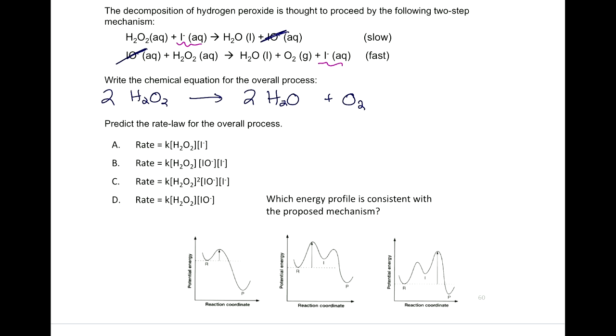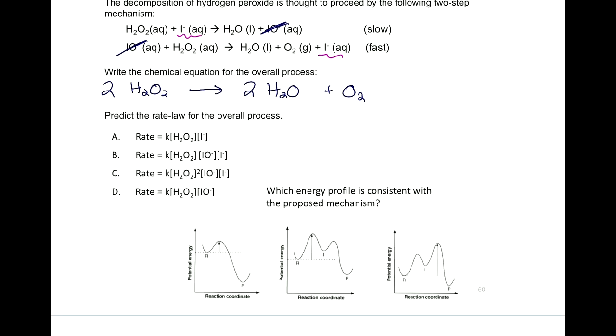So what's an intermediate in this reaction? Yes, we canceled out 2 different things, but they're a little bit different. Think about what an intermediate is. You have to produce it, then consume it. So now that I said that, an intermediate, you produce it, then consume it. Which one is the intermediate? IO minus, yes, that is the intermediate.